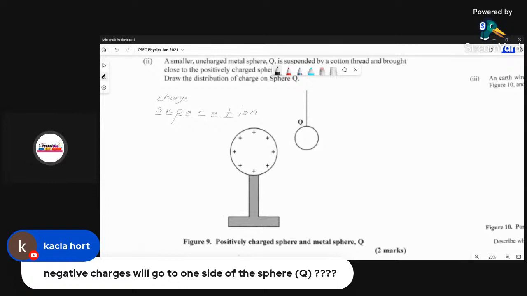All right. So let's say we're to draw the distribution of charge on sphere Q. So Rashid told us that negative will move to the left. And that's because they are attracted to the positive. Let me use a different color. So they move a little closer. And positive, because they're balanced, I'm going to put the same number of positives here. 1, 2, 3, 4, 5. 1, 2, 3, 4, 5. So when you are doing it, ensure that you put the same number of charges on both sides as well.